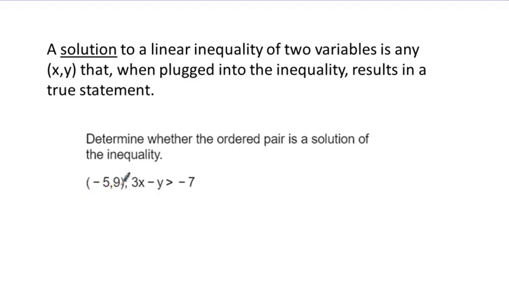negative 5 comma 9 is our ordered pair. The inequality we're being given is 3x minus y equals negative 7. So we have 3x minus y equals negative 7. And we want to know if this ordered pair is a solution to that. So what we're going to do is plug these numbers in for x and y. So remember, the ordered pair, x goes first, y goes second. So x is equal to negative 5, y is equal to 9. We'll plug those numbers into this inequality.